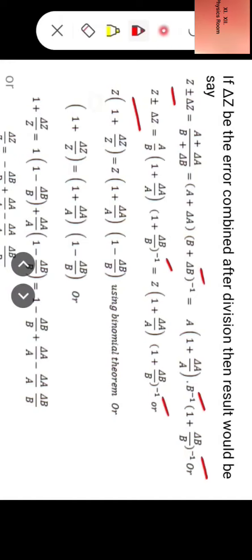So Z into 1 plus delta Z by Z is equal to Z into 1 plus delta A by A into 1 minus delta B by B using binomial expansion. Because 1 plus delta B by B inverse can be written as 1 minus delta B by B on the basis of binomial theorem. Or 1 plus delta Z by Z is equal to 1 plus delta A by A into 1 minus delta B by B, because Z and Z cancels.